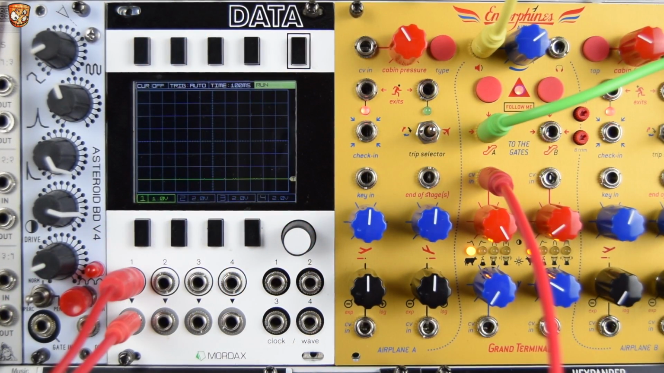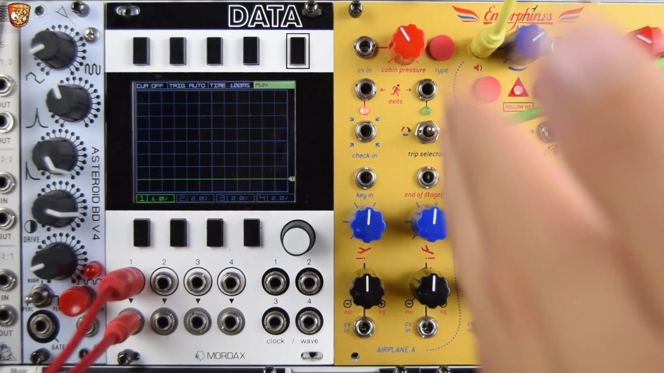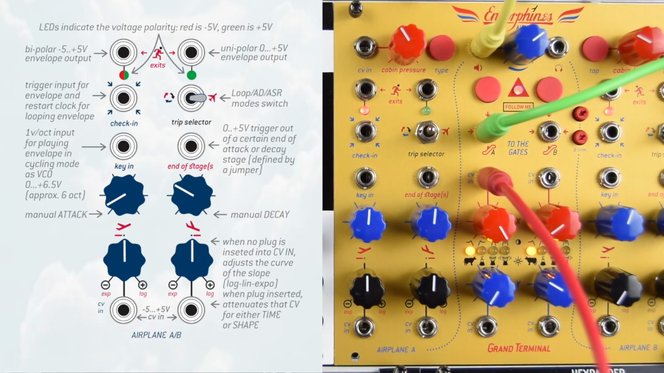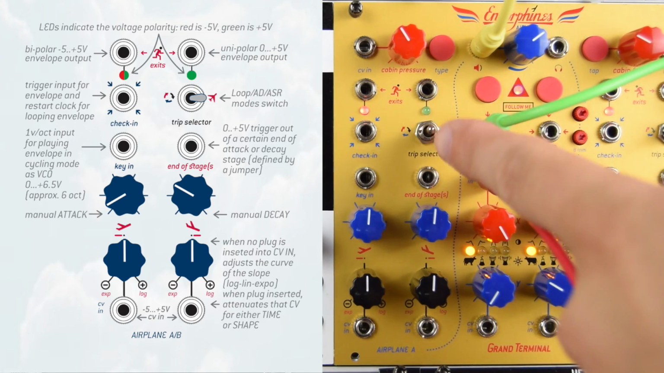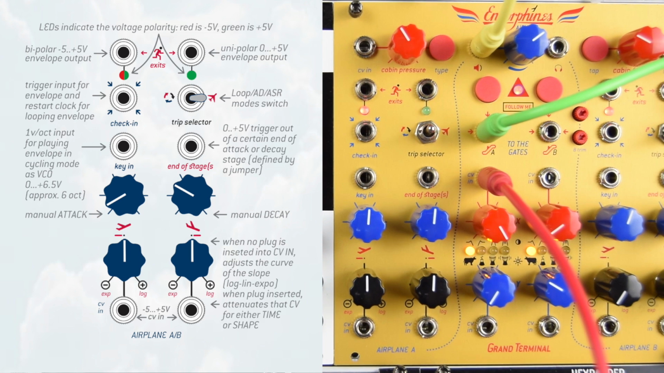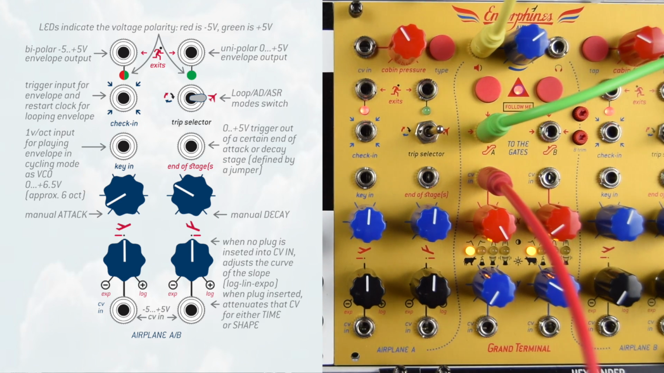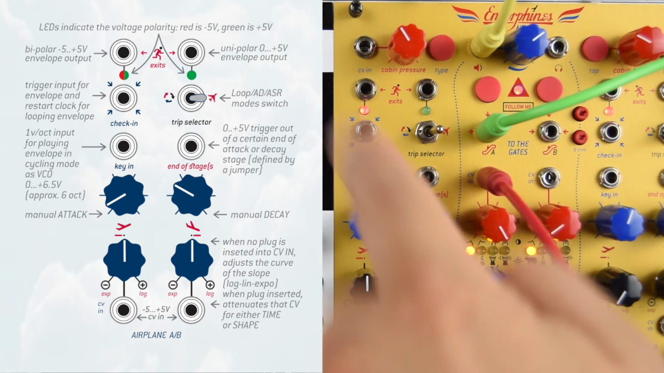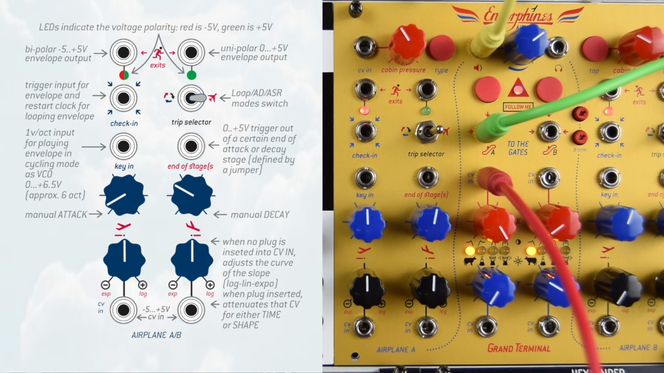So we're going to take a look at the function generators, and we're just going to look at airplane A. Now we have our check-in, which is our gate input, our trip selector switch, which is selecting looping, just triggered two-stage envelopes, rises and falls, takeoffs and landings, attack and releases, or a gated and held like AHR or takeoff, autopilot, land. I do like the plane analogies. When we've got takeoff time, attack or rise, we've got landing time, release, fall, decay, and we've got shape controls.